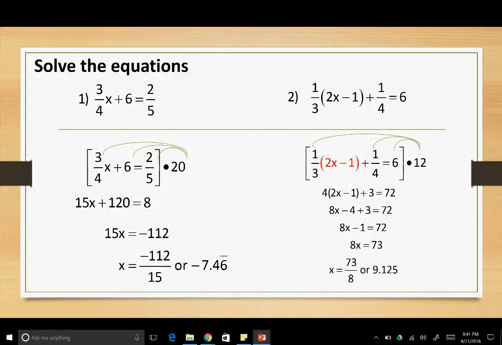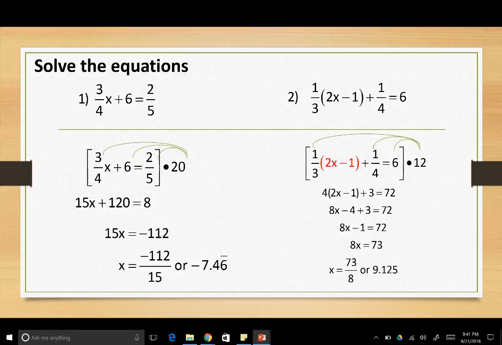The reason we don't hit those is because in the next step, we're going to distribute that 4. Well, where did that 4 come from? That 4 came from the 1/3 being multiplied by 12. So that least common multiple of 12 is actually inside that 4. And so when I distribute the 4, it's really like hitting the 2x minus 1 with the 12. If none of that makes sense, please just remember, do not multiply terms that are inside those parentheses by the least common multiple.